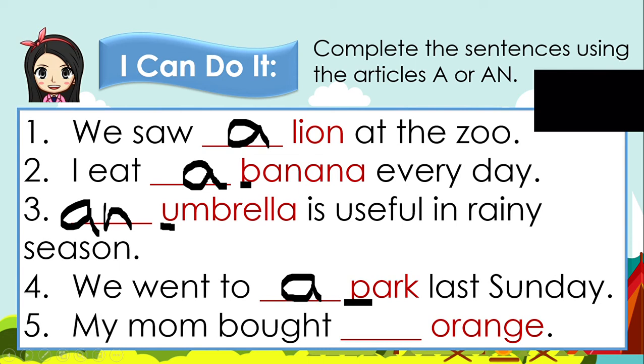And for the last number, my mom bought blank orange. So what article are we going to use? Is it A or AN? Comment your answer.